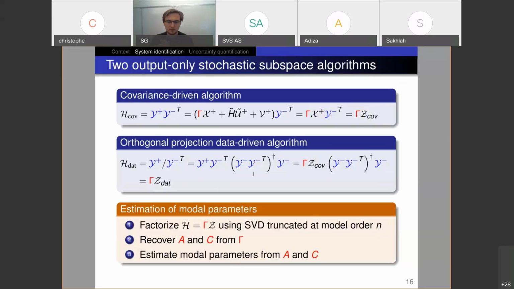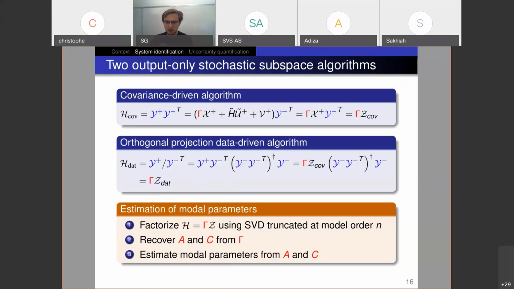So going to the data-driven orthogonal projection algorithm, this revolves around projecting the past data matrix, Y minus, onto the row space of the future data matrix, which results in this projection. We can see that the first part is exactly the same as in the covariance-driven algorithm. So we can apply exactly the same procedure, which results in gamma and the controllability matrix relating to the data-driven algorithm. And those two controllability matrices, as you can see, contain some dynamic properties of the system, but also some properties relating to the inputs.